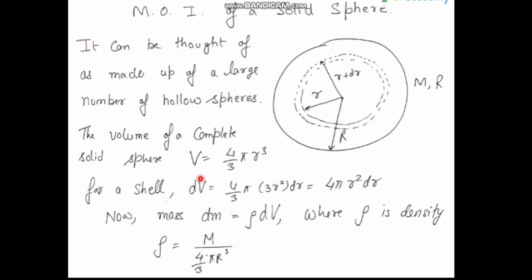So dv will be 4 by 3 pi. When I differentiate r cube, I get 3 r square dr. This 3 cancels out. So dv is 4 pi r square dr. So volume of this shell is dv, which is 4 pi r square dr. Now I can find the mass as density into volume, where rho is the density. Greek alphabet rho I have used to represent density, which will be total mass of the sphere divided by total volume of the sphere.